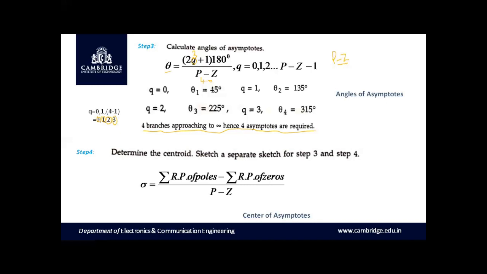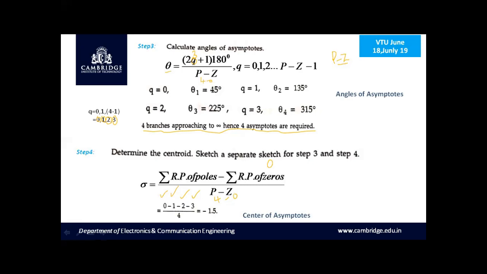For the real part of poles, we have s equal to 0, s equal to minus 1, s equal to minus 2 and s equal to minus 3. Hence the summation of real part of poles is 0, minus 1, minus 2, minus 3, the sum of all, minus the real part of zeros. As we don't have any zero in the numerator polynomial, the summation of real part of zeros will be equal to 0, divided by p is 4 in this case and z is equal to 0. So we get minus 1, minus 2, minus 3 divided by 4, that is minus 6 divided by 4. We get the centroid as minus 1.5.